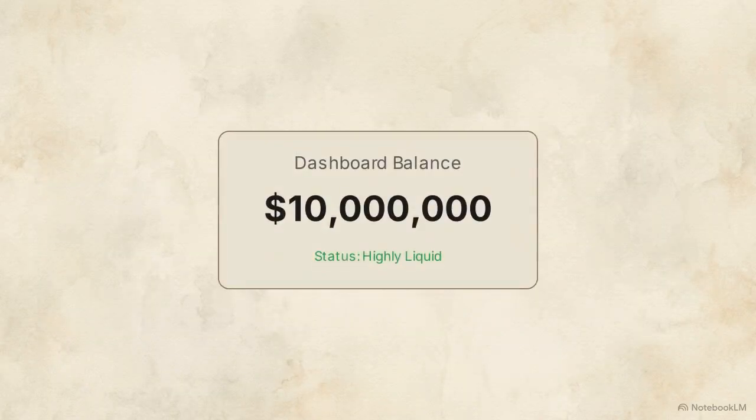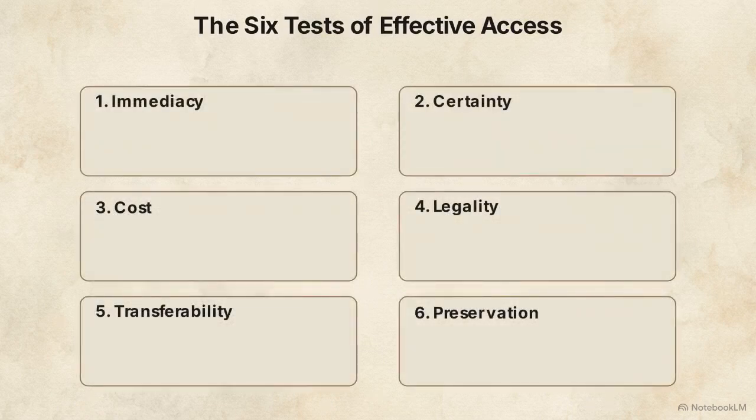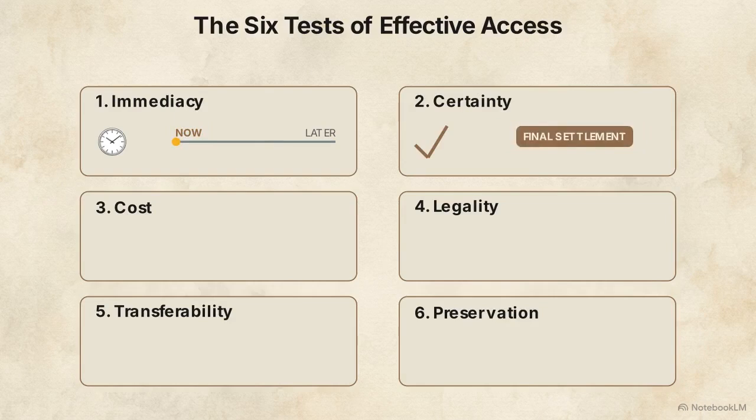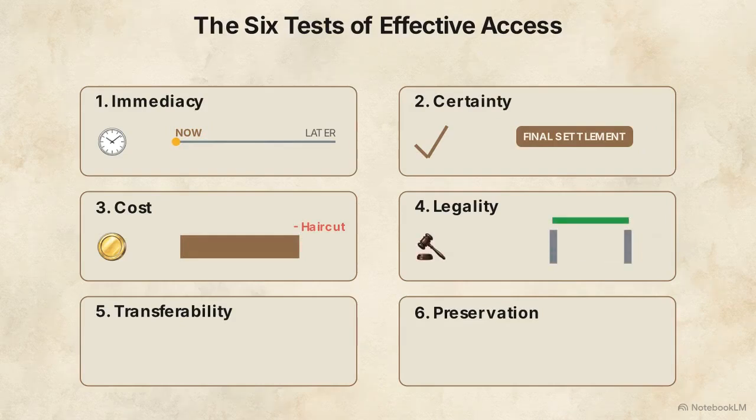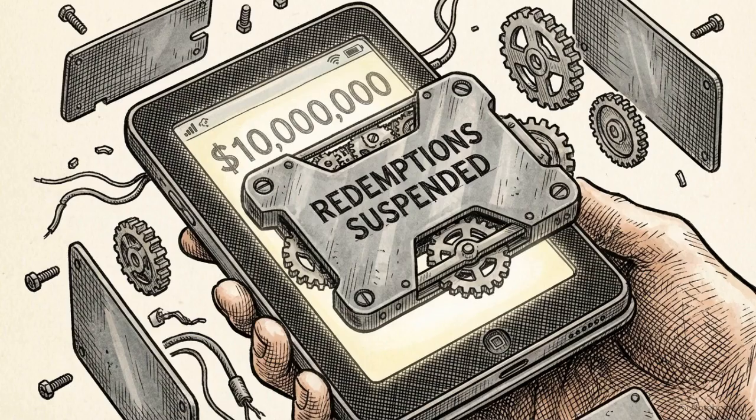To verify if an asset is usable under stress, it must pass this rigorous operational framework, the 6 tests of effective access. Tests 1 and 2 are immediacy and certainty, how quickly funds become usable, and if execution occurs without doubt. Tests 3 and 4 cover cost and legality. Can you absorb the haircuts? And will the transaction survive regulatory scrutiny? Tests 5 and 6 demand transferability and preservation. Capital must cross borders while maintaining purchasing power. Fail any single one of these 6 tests, and a formally liquid asset instantly transforms into a trapped, illiquid position during a market shock.